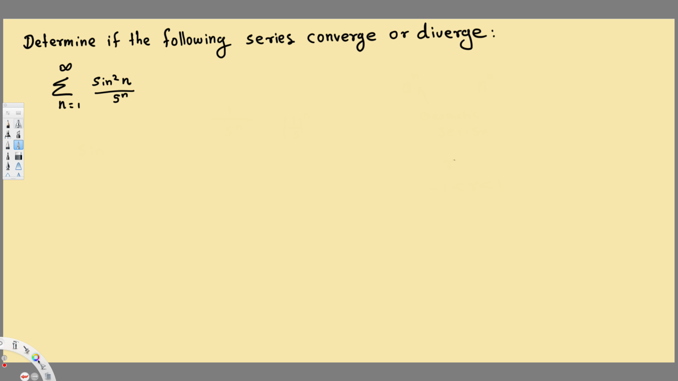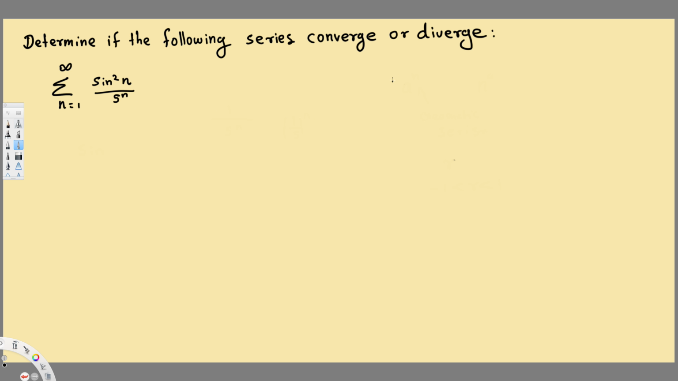Let's do this problem right here. The question is asking: determine if the following series converges or diverges. If you look at this, we have sine squared n over 5 to the power n, and let's see how we can find it. First of all, we have to determine whether this is a geometric series or a p-series.